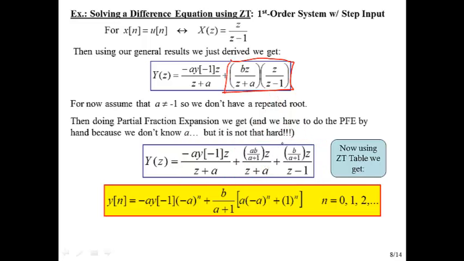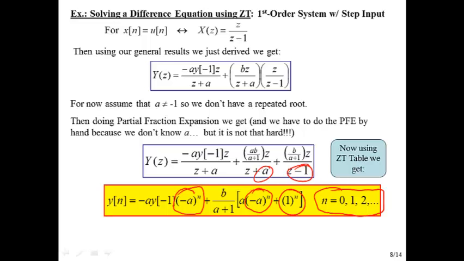Now we just inverse transform each of these terms. We get something that has a minus a to the n. We get another term that's minus a to the n, and then we get a 1 to the n. So those are coming from there. And I could put u of n in here, but I've put in explicitly saying that this is true for n equal to 0, 1, 2, etc.